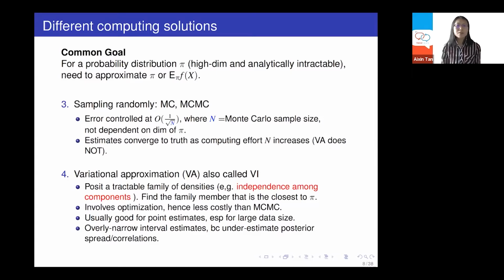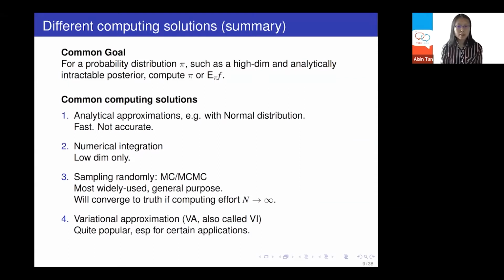Okay, so here's the summary page, a list of all four solutions I've covered, and you're welcome to come back to this when you get the slides after my talk.